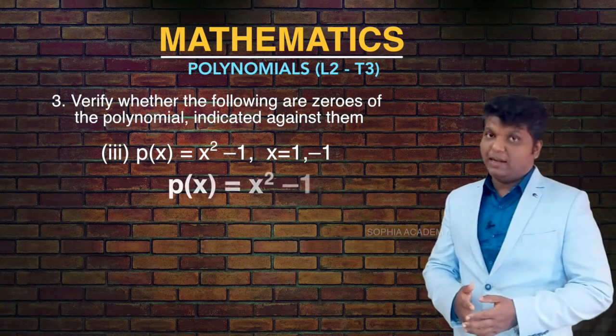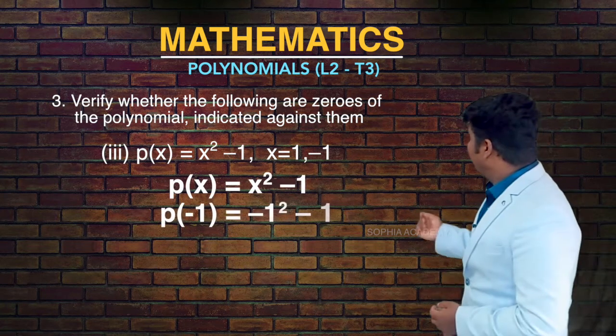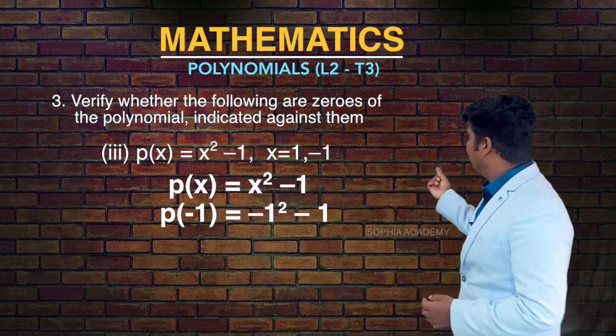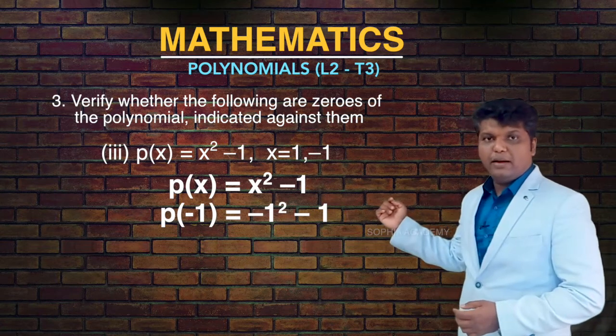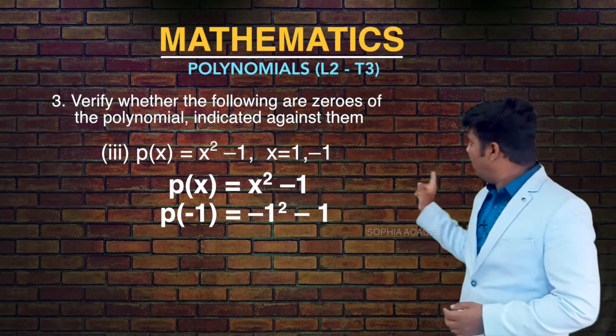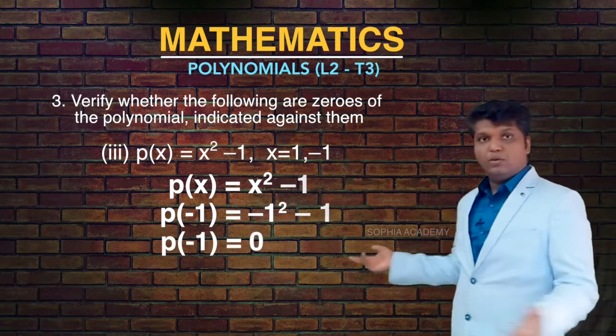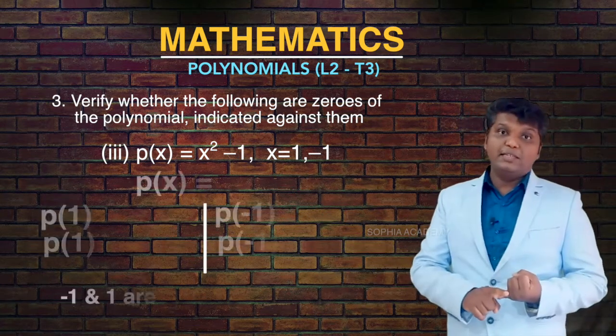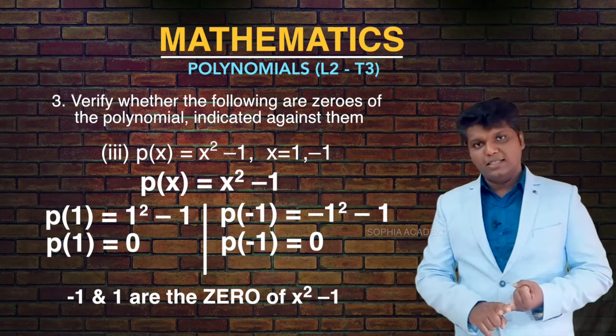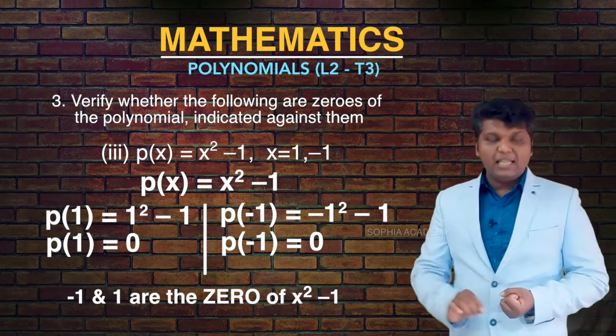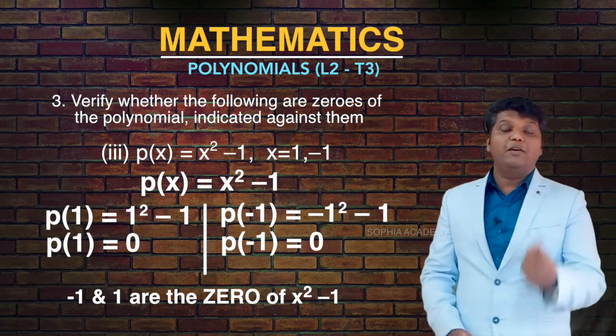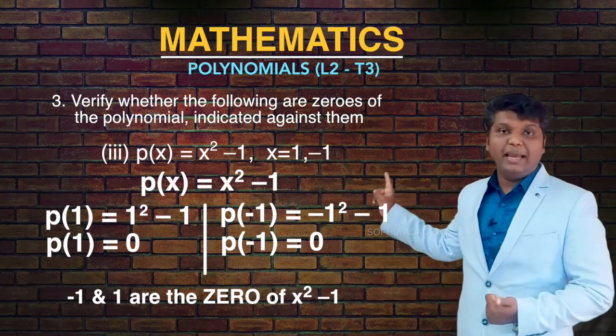P of minus 1, right? Let us take that one also. P of minus 1 is equal to minus 1 square minus 1. What is minus 1 square? It is plus 1, right? So 1 minus 1 again, that is equal to 0. So P of 1 you got as 0, P of minus 1 also you got as 0. So you can say minus 1 and 1 are the zeros of the given polynomial x square minus 1.